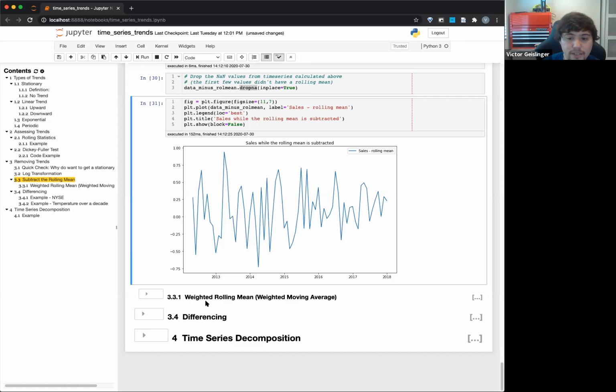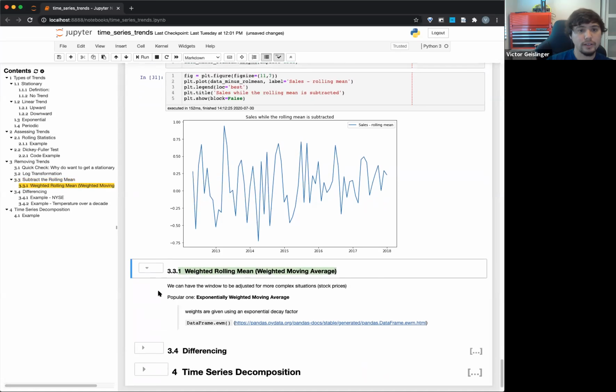All right. I mentioned before, weighted rolling mean can be really useful, especially when the most recent data points are the most important. Think of stocks. Do you care about the stock from 2 weeks ago to predict the stock of today?